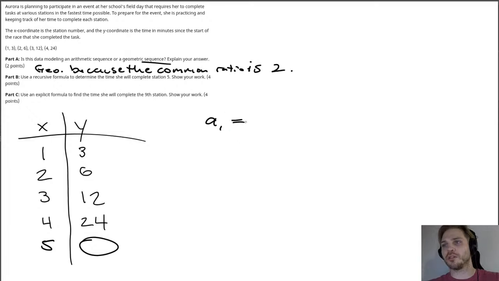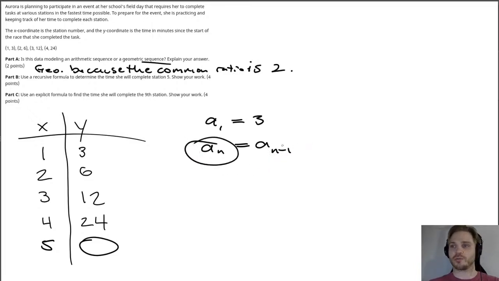So A1 is equal to 3. Then AN is equal to the n minus 1th term, the one before it. So this is the term we're on. This is the term before that. Whatever the index there, n is, it's one lower.